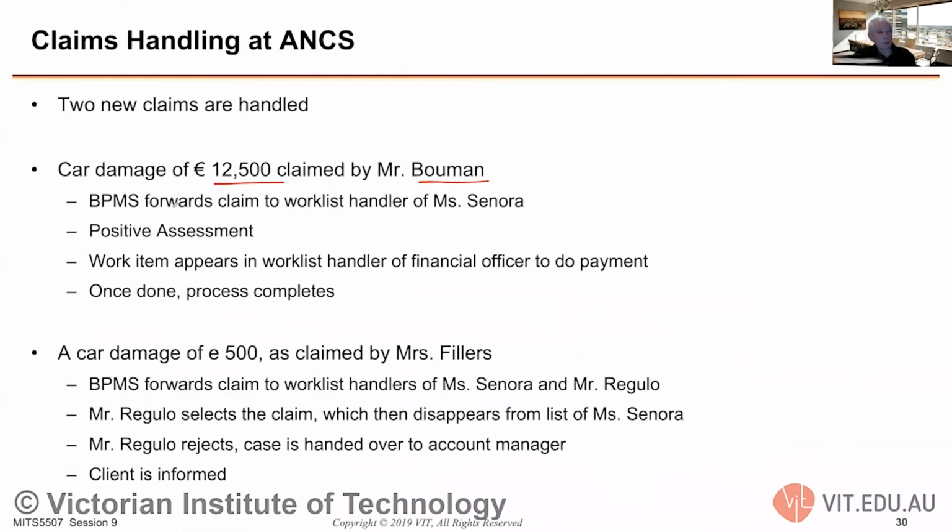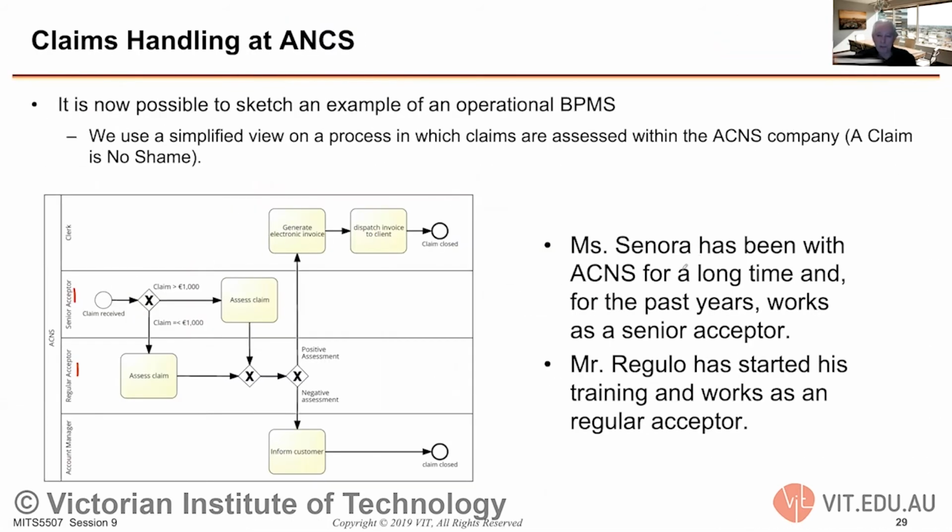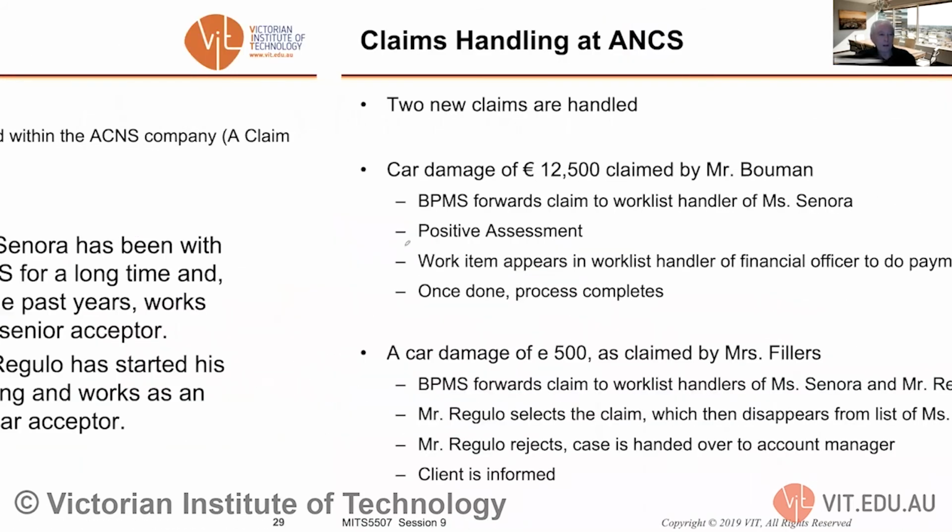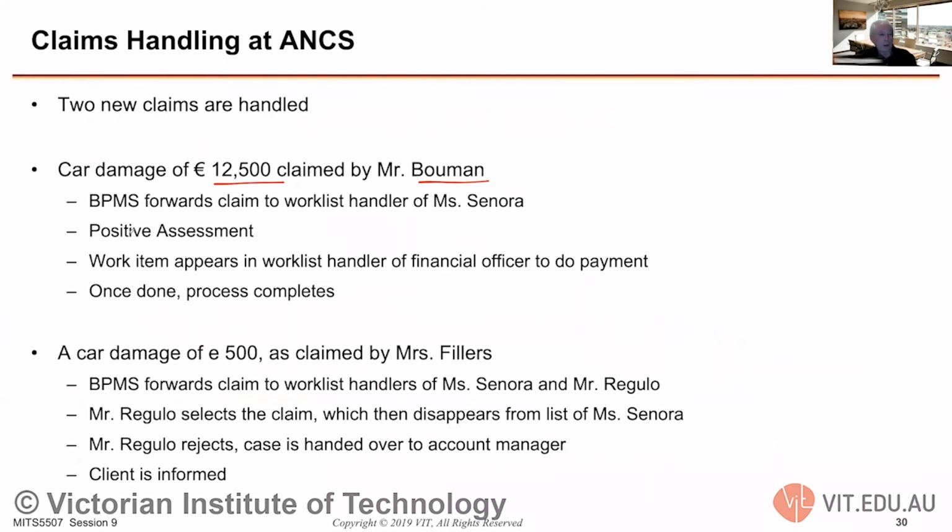Mr. Bowman puts in a claim, he's got car damage of 12,500 euros. The BPMS forwards the claim to the work list of Miss Sonora. Why Miss Sonora? Because Miss Sonora is a senior acceptor. She works down over here as a senior acceptor. Okay. A positive assessment is made. Work items appear in the work list handler of a financial officer to do a payment, and once done, the process completes.